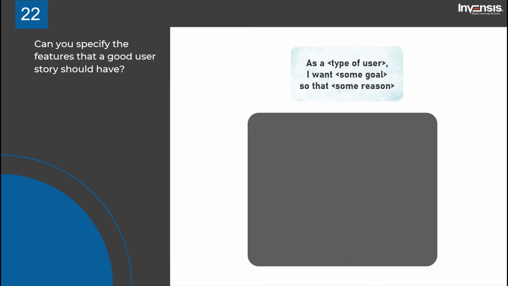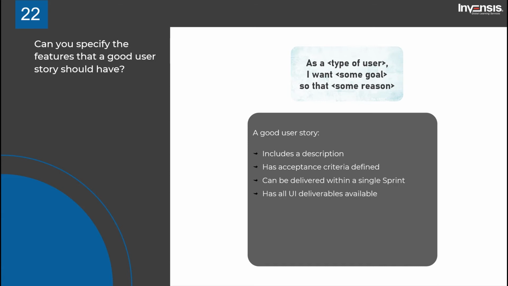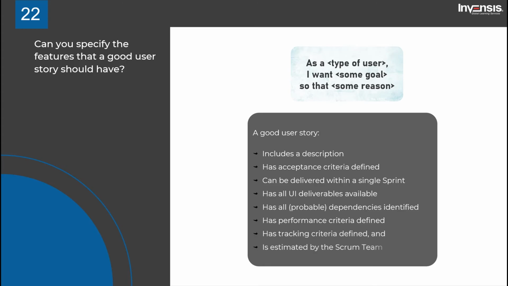Can you specify the features that a good user story should have? A good user story includes a description, has acceptance criteria defined, can be delivered within a single sprint, has all UI deliverables available, has all probable dependencies identified, has performance criteria defined, has tracking criteria defined, and is estimated by the Scrum team. Apart from planning, review, and retrospective, do you know of any other event in Scrum?